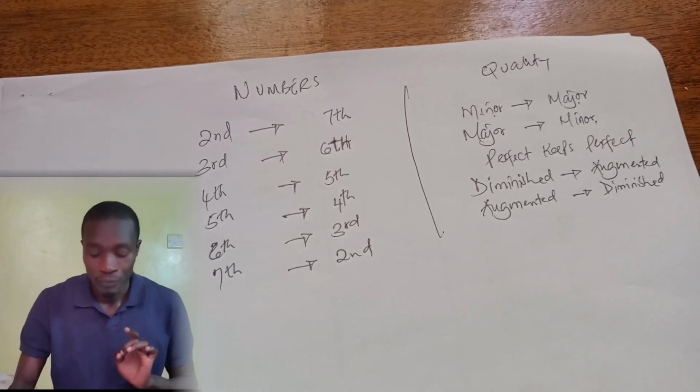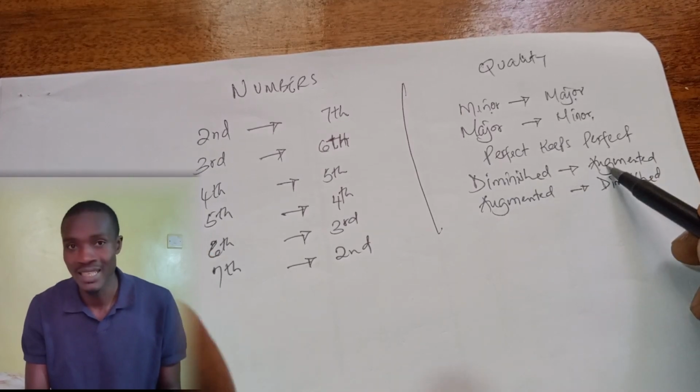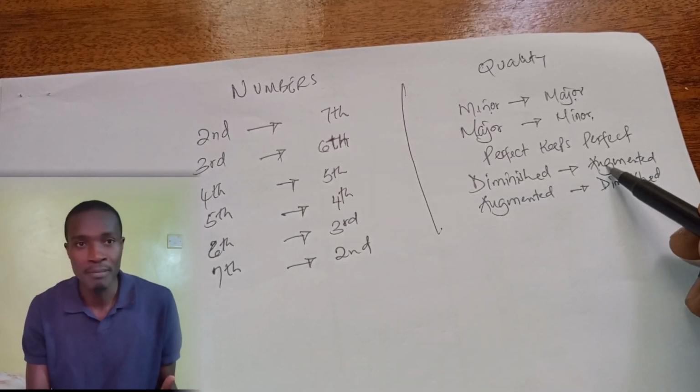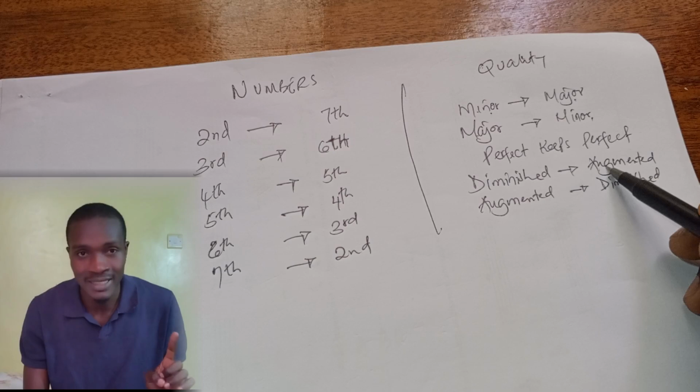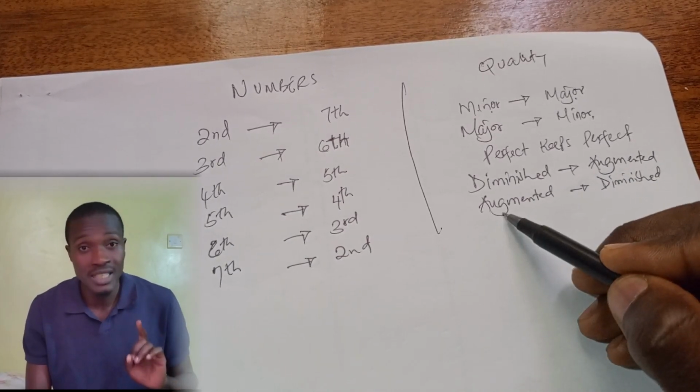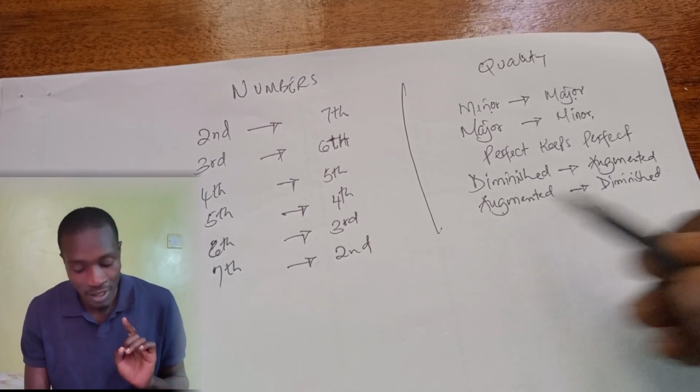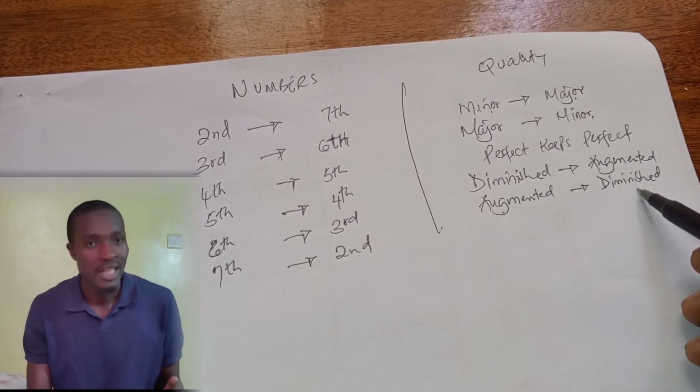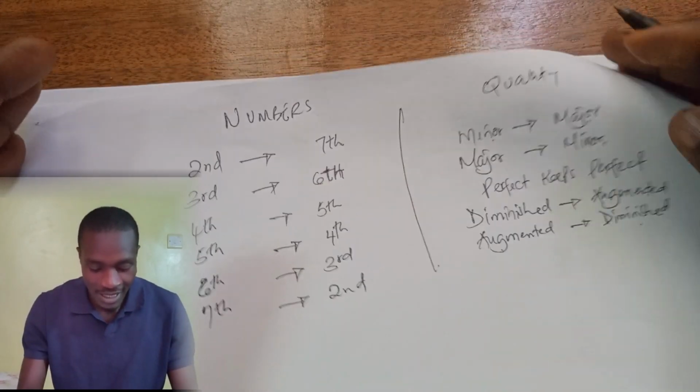A diminished is going to move to augmented. When you invert a diminished, it's going to be an augmented interval. When you invert an augmented interval, it is going to be a diminished interval. So this is the secret to invert any interval. You can comment down any interval of your choice which you like and how they invert.